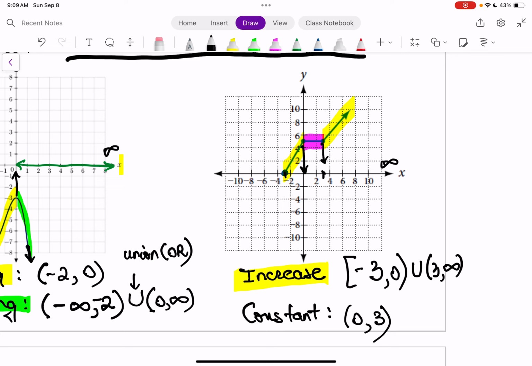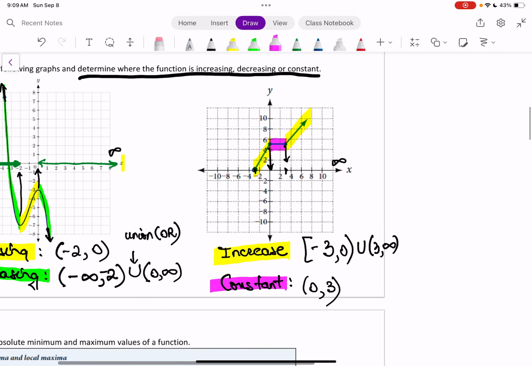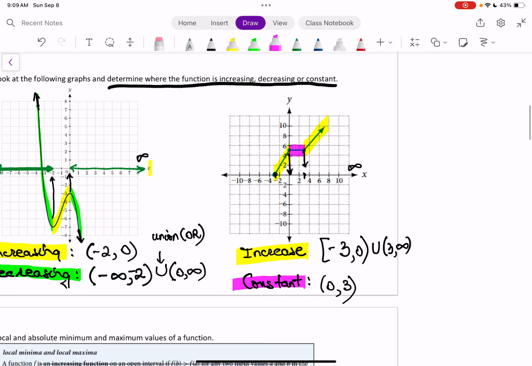Okay. So this way, we're really taking care of the whole domain of the function. So we've told you all the way from where the graph starts at negative 3 up until the graph ends at positive infinity, what happens to the graph. It first heads up, then it's staying constant, then it heads up again.